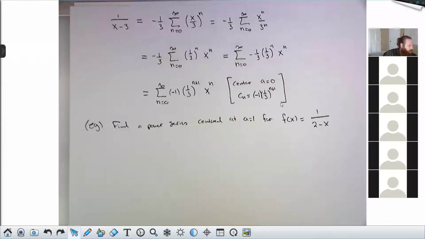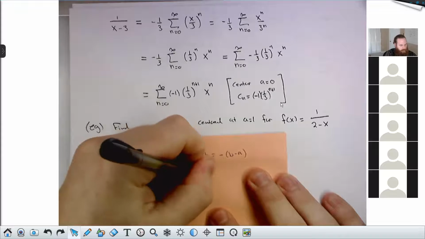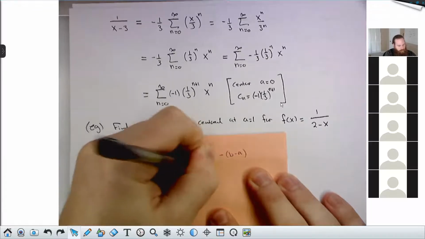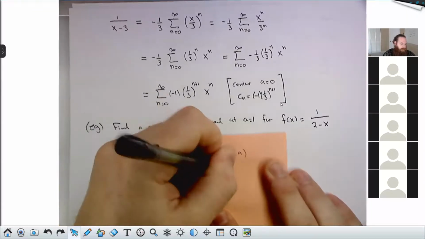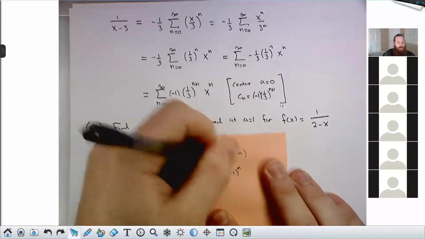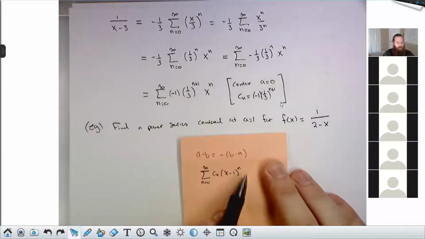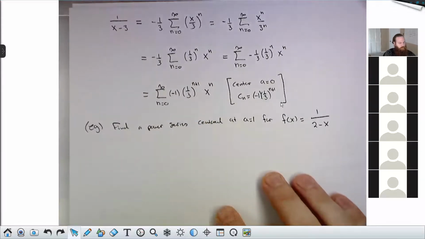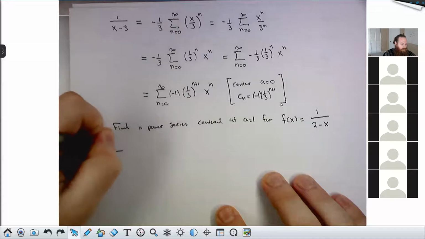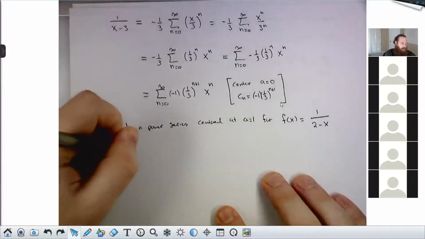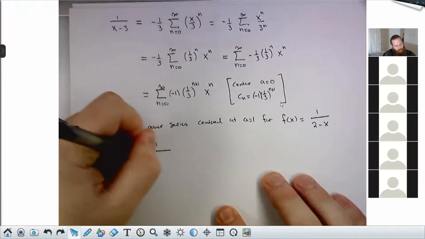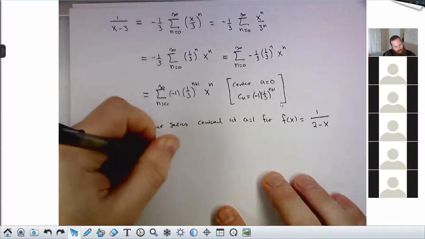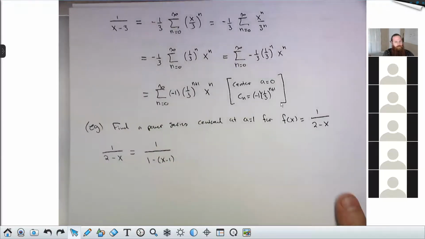So remember, a series centered at 1 should have the following shape. It should look like sigma n from 0 to infinity Cn times x minus 1 to the n. So I'm looking for something that looks like this. The algebra trick here is to rewrite the bottom like that.